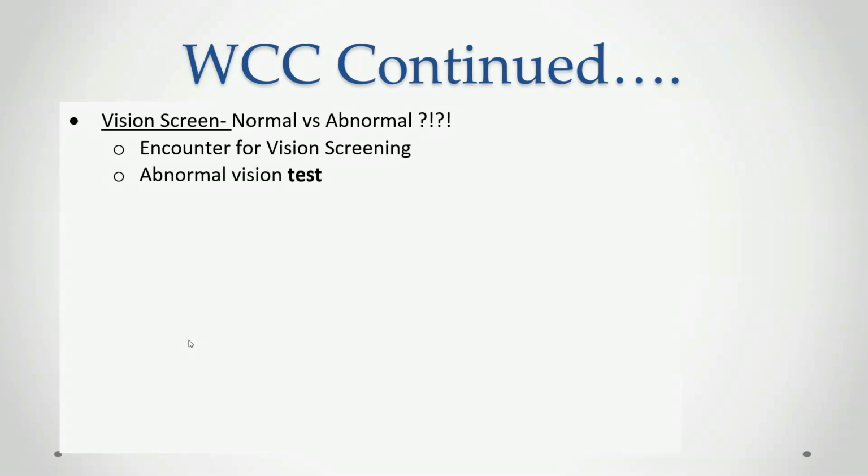Now, we are currently not sure if well child check visits will have to have a separate code for vision and hearing screening. Currently, we're putting those CPT codes under the well child check code. Based on my reading, that might change with ICD-10. However, we have not found this information through the CHDP website, so we're just preparing ourselves just in case we have to. So if you're doing a vision screening, you want to specify whether it's normal or abnormal. The terminology will be encounter for vision screening. If it's abnormal, you actually want to type in abnormal vision test.